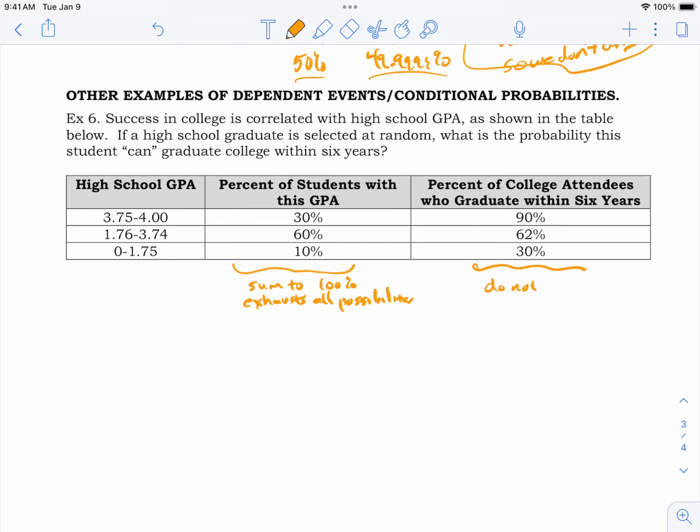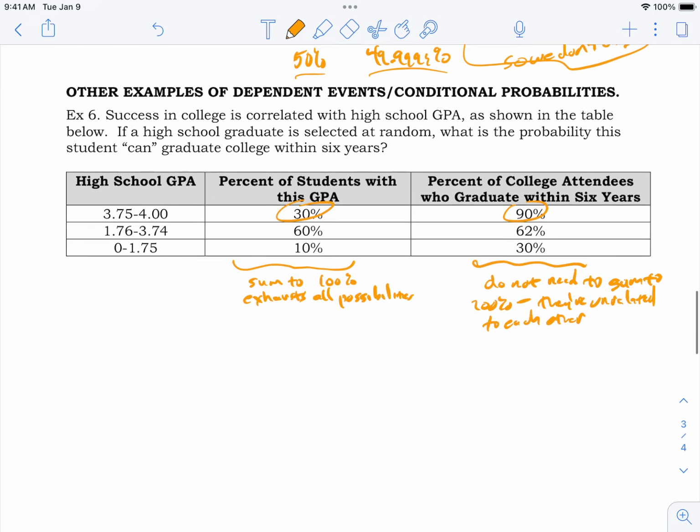Okay, so these numbers over here do not add to 100%. They don't have to. They might by coincidence, but they do not need to sum to 100%. They're unrelated to each other. Unrelated to each other? Yes, they are, because this is related to these people. This number is related to these people. The dependency goes this way. It doesn't go the other way. So those don't add to 100%. We don't have to worry about that.